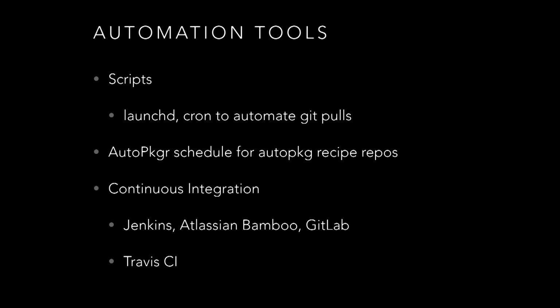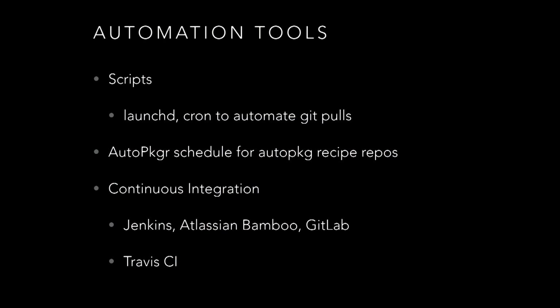In order to accomplish some of these automation tasks, a lot of times you can just use scripts. Git is very command line friendly, so you can wrap a lot of launchd and cron tasks and scripts around it to automate Git pulls. AutoPkg is essentially all wrapped around Git already. So when you're using AutoPkgr to schedule recipe repo updates, it's just doing those Git pulls and AutoPkg updates on those repos. And for continuous integration, a few examples would be something like Jenkins.